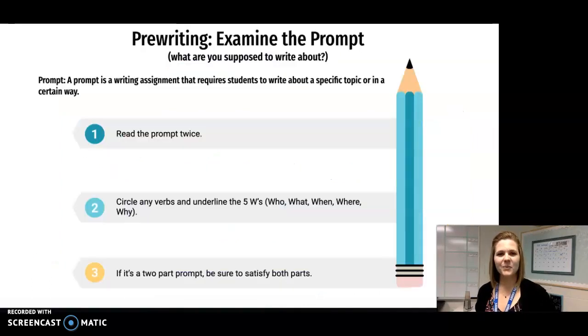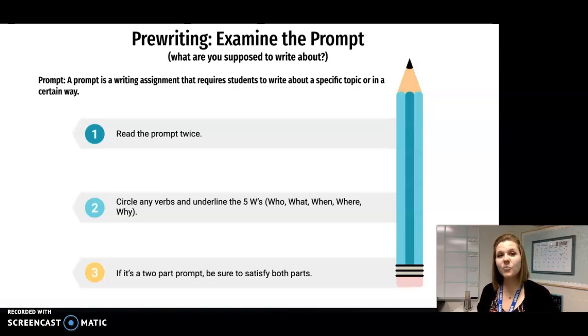As we talk about planning our first essay for this class, I want to remind you that you need to first engage in pre-writing strategies. One of the most important pre-writing strategies that we'll use in this class is simply examining the prompt. And so as we write essays for this class, I will give you some sort of topic that I want you to write about. So again, a prompt is simply a writing assignment that requires students to write about a specific topic or in a certain way.